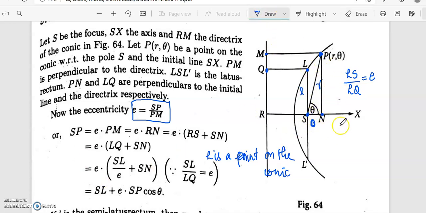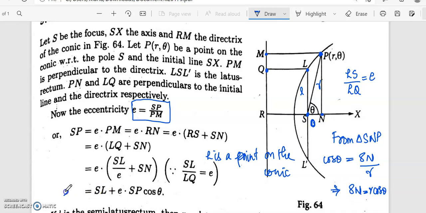And again from triangle SNP, we need SN. If you take cos theta, cos theta will be the adjacent side SN by the hypotenuse, which is again SP, that is r. So that implies SN will be equal to r cos theta. So now we have the equation SP equal to e times SL by e, which is SL, then e SN will become e times r cos theta. So upon replacing SP and SL, we get r equal to, SL is the semi latus rectum, we will denote it by l. So r will be equal to l plus e r cos theta.